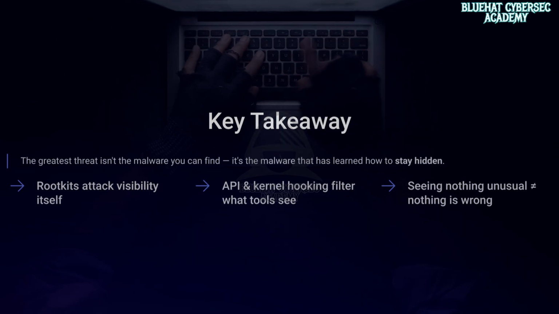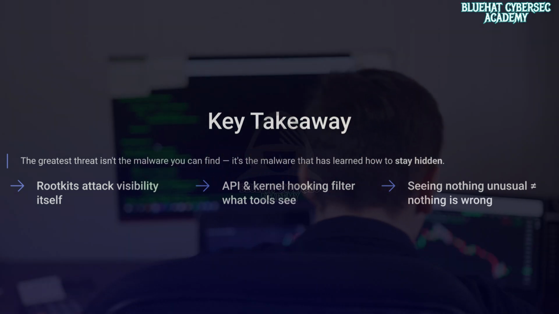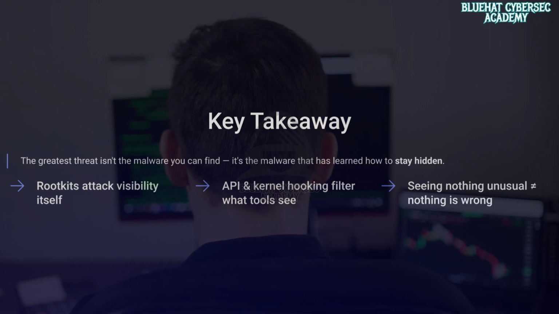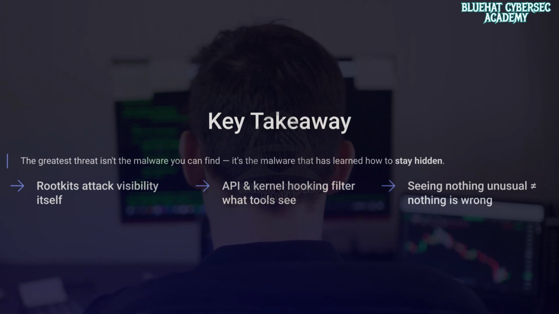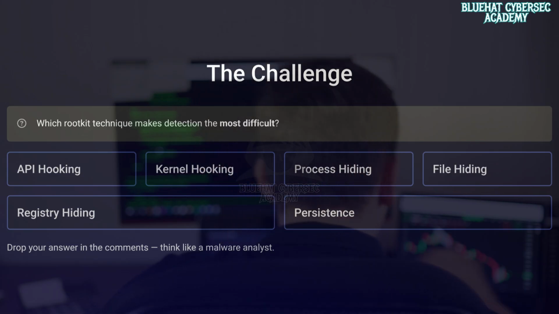The key lesson is simple. In cybersecurity, seeing nothing unusual doesn't always mean nothing is wrong. Sometimes the greatest threat isn't the malware you can find. It's the malware that has learned how to stay hidden.